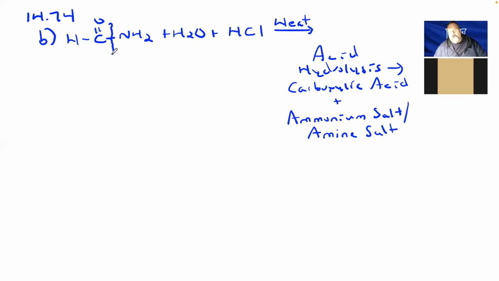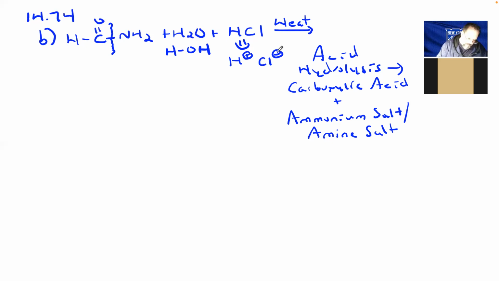Okay, couple things. Where does the amide split apart? Between the C double bond O carbon and the nitrogen. The water, I wouldn't think of as H2O. I would think about it as H bonded to OH. And the HCl, I wouldn't think about as HCl. I would think about it as H plus and Cl minus.